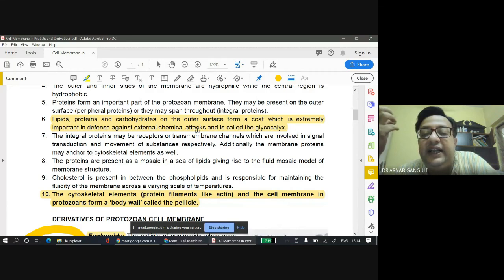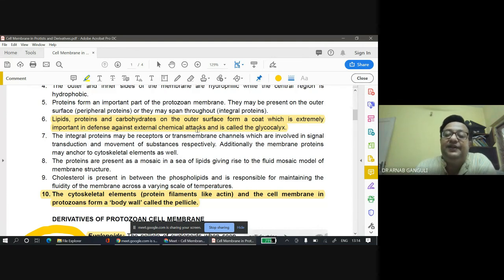So it's a covering, the glycocalyx. And not only that, once it enters the blood, it elicits an immune response. That is bad for that organism, but good for the host. These glycoproteins are strong immunogens.